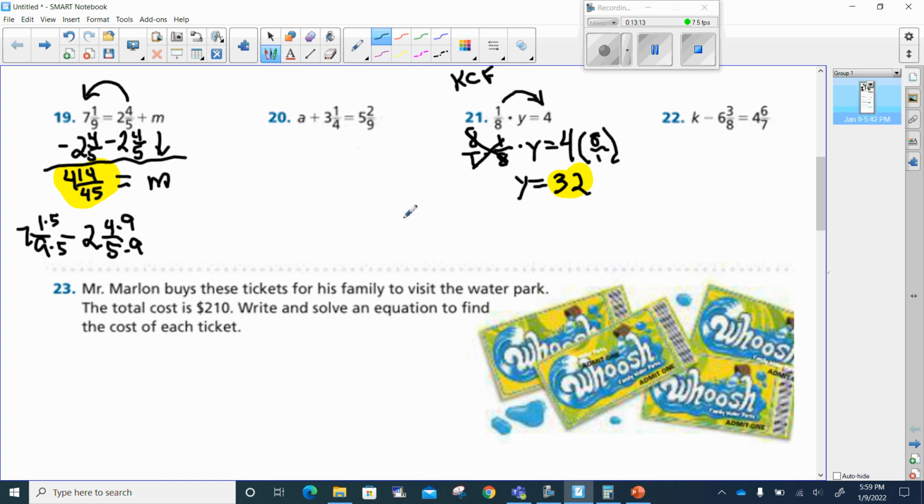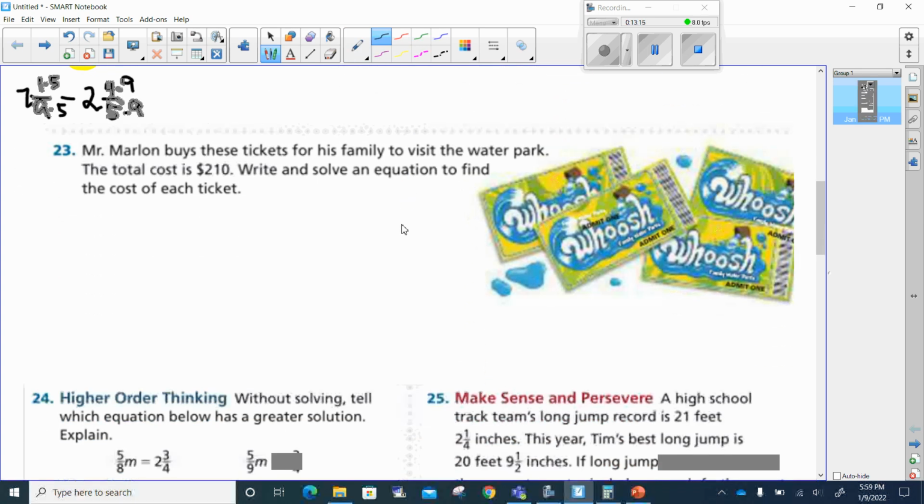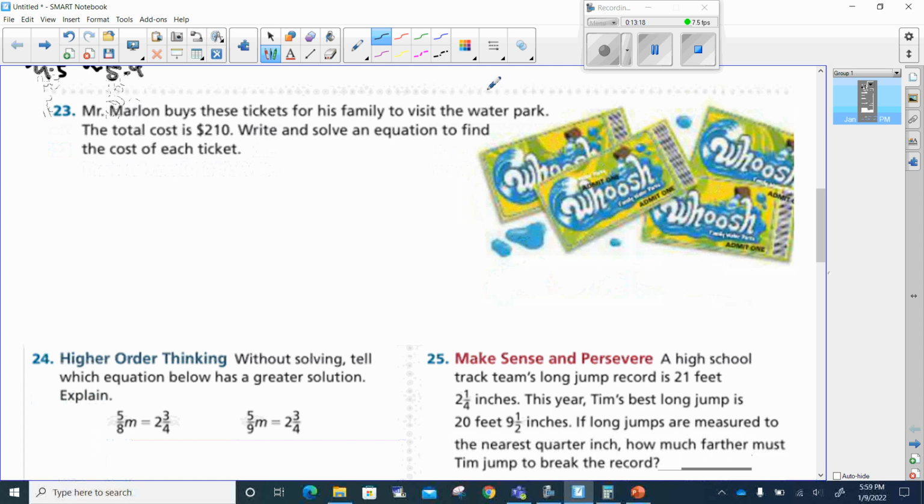All right, let's get to our next one. That'll be number 23 for me. Mr. Marlin buys 3 tickets for his family to visit the water park. The total cost is $210. Write and solve an equation to find the cost of each ticket. Remember, the total cost for this trip to the water park was $210, and Mr. Marlin buys 3 tickets for his family.